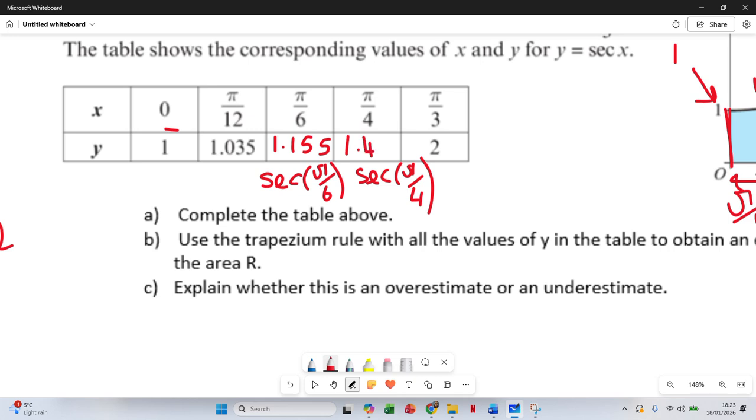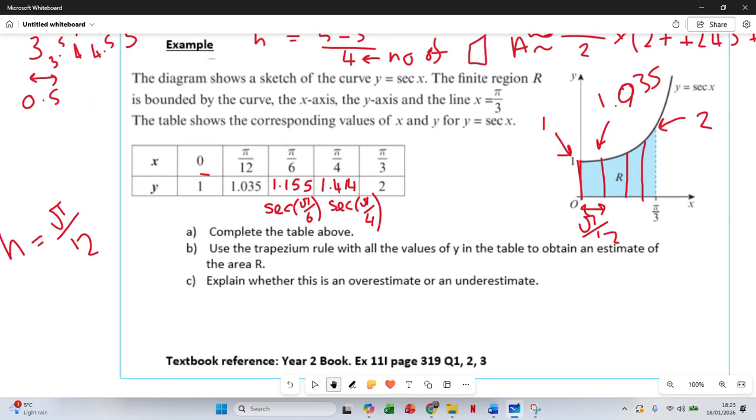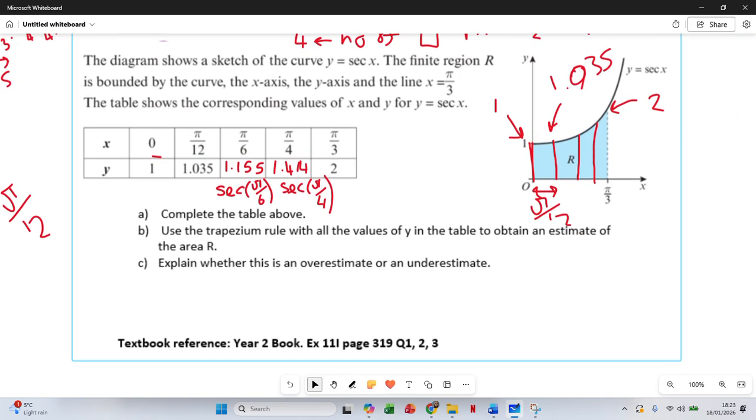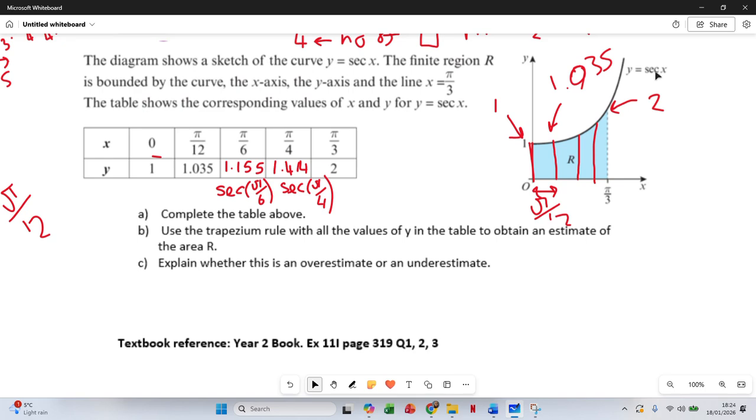I have already pre-worked out these values. I didn't just do that in my head or something like that. So I get those values there. So they will be the other a and b values. So then we completed the table.